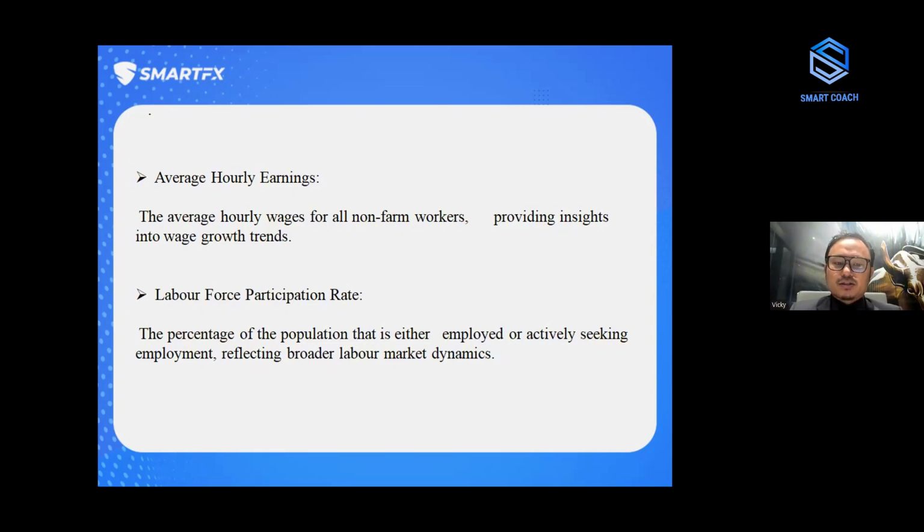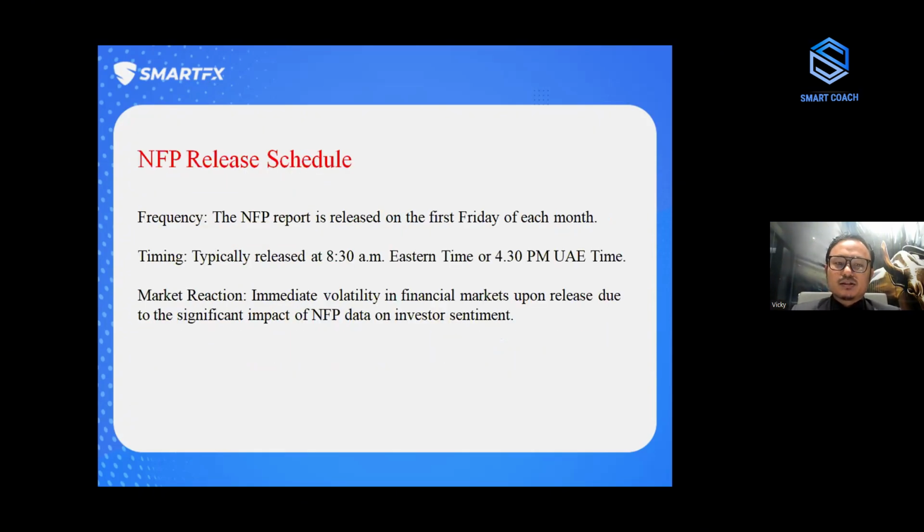All right, so next is the labor force participation rate, the percentage of the population that is either employed or actively seeking employment, reflecting broader labor market dynamics. So it's very simple. Let's proceed towards the next. Okay, so now let us see when the NFP releases.